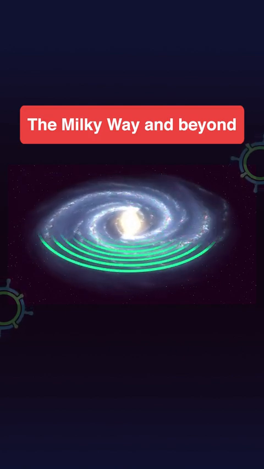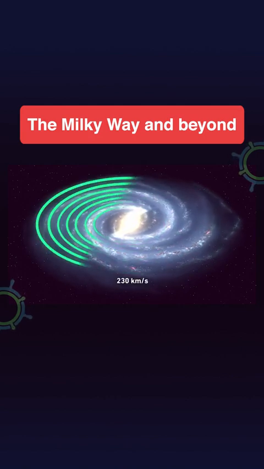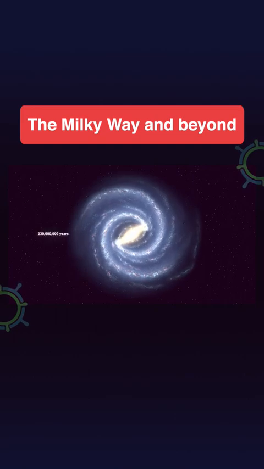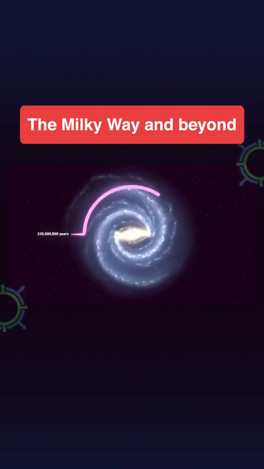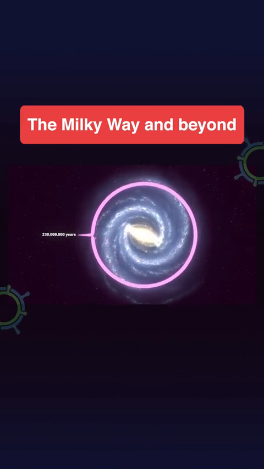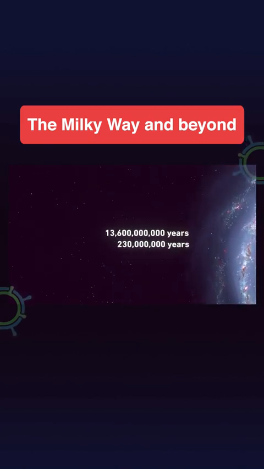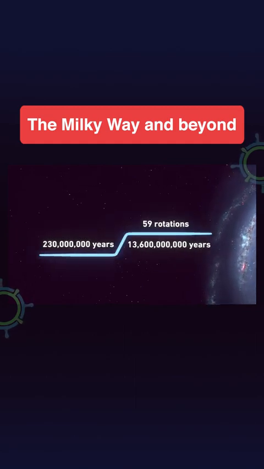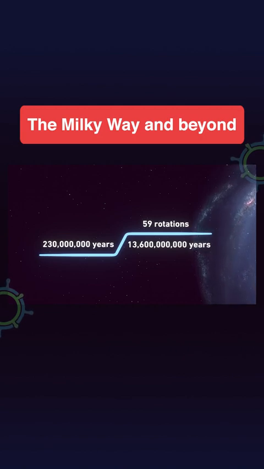The galaxy rotates at a speed of 230 kilometers per second. Since our galaxy is massive, it takes about 230 million years to complete one full rotation around its axis. And since the age of our galaxy is 13.6 billion years, this means that our galaxy has completed only 59 rotations around its axis since its formation until now.